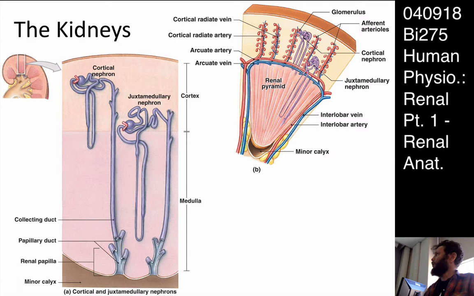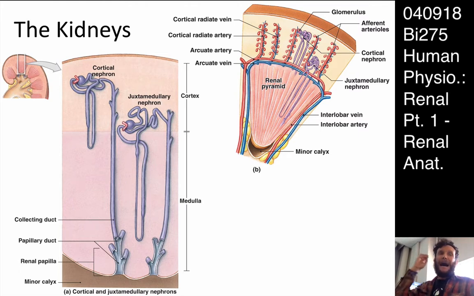All right, so these are the nephrons. This is the nephron. There's two types. The nephron itself is the functional unit of the kidney. This is where urine is made. All right. There are two types. There's the cortical nephron and the juxtamedullary nephron.